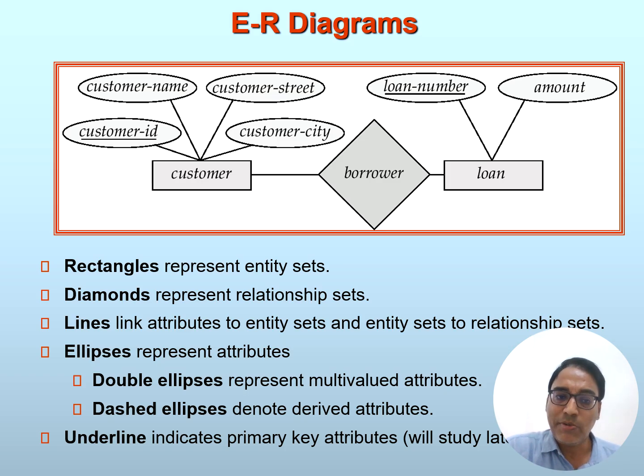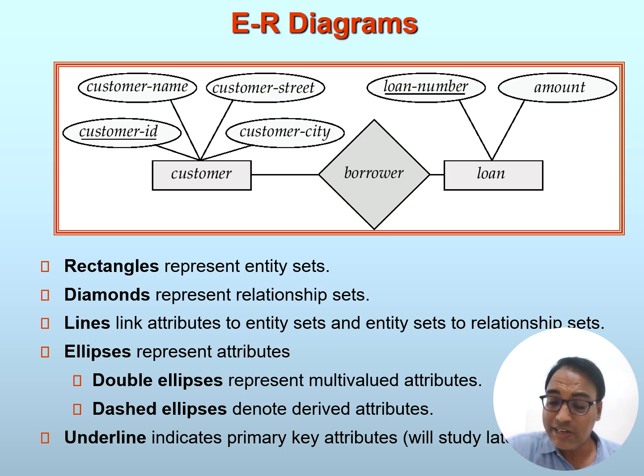These parts we have been discussing so far: rectangles, diamonds, lines. Lines show the connections between entity and attribute or between the two entities. All the lines show the connections. Double ellipse shows the multi-valued attribute. Dashed ellipses denote derived attributes. Rather than a plain ellipse for amount, I'll put dashes, all throughout. I'll show it later.